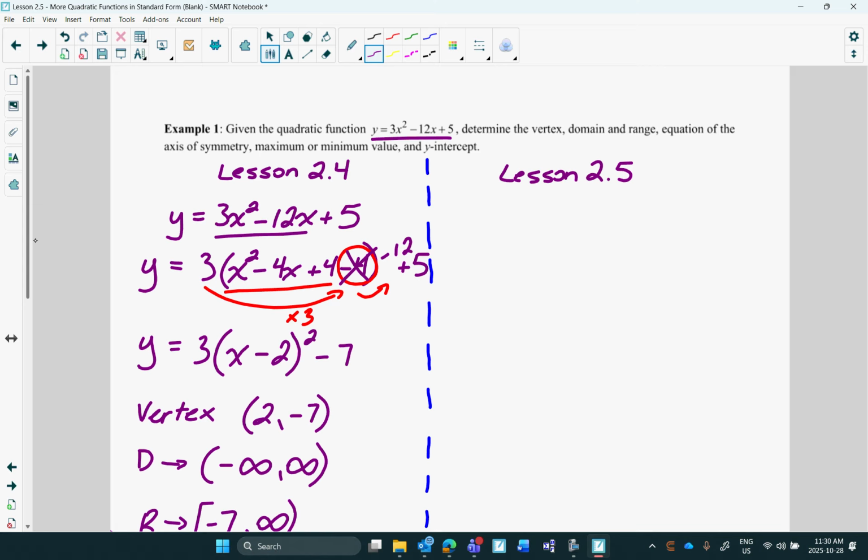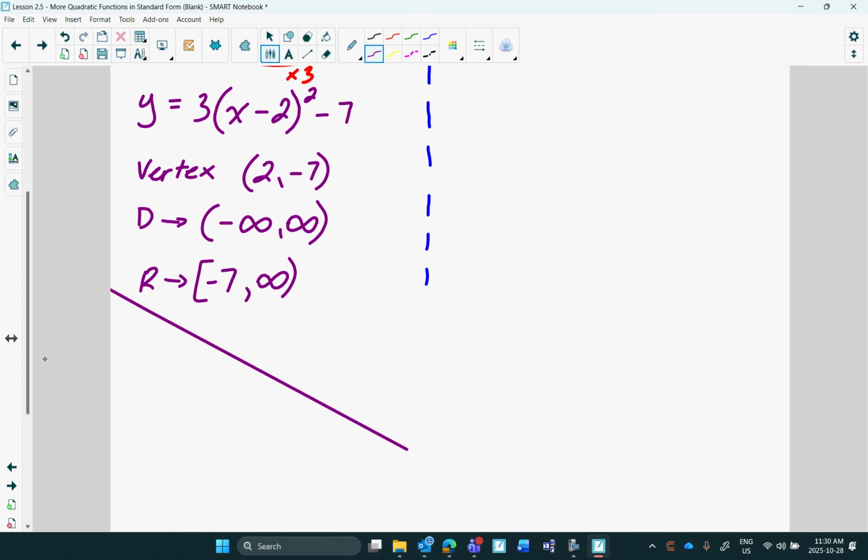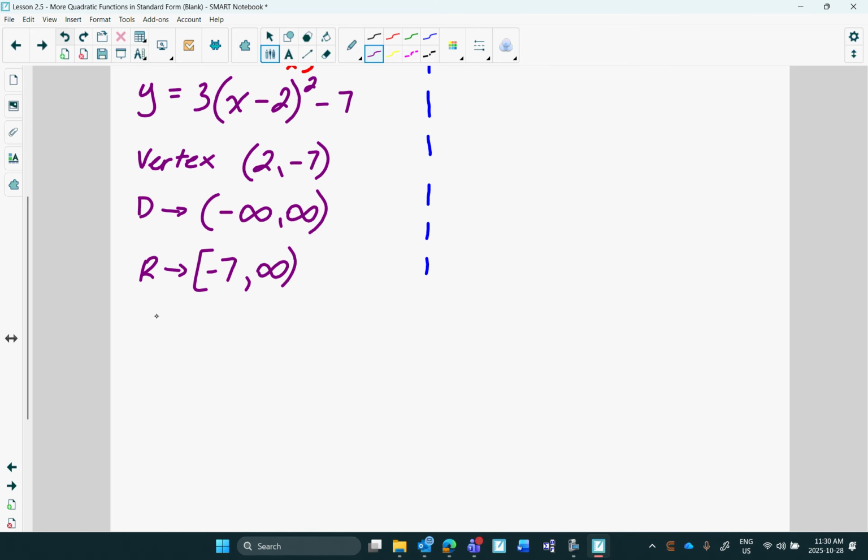What is the equation for the axis of symmetry? X equals 2. Yeah. Max or min? Min, because it opens up. At where? At y equals the y coordinate of the vertex. Y equals negative 7. Good. Okay.